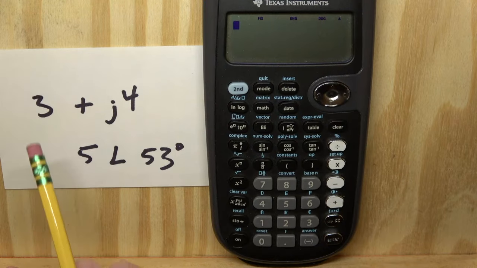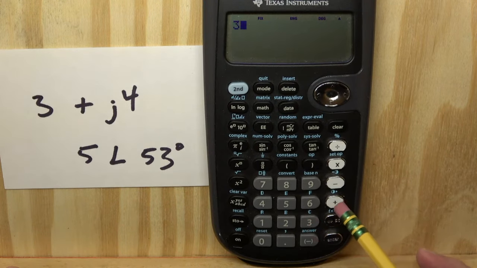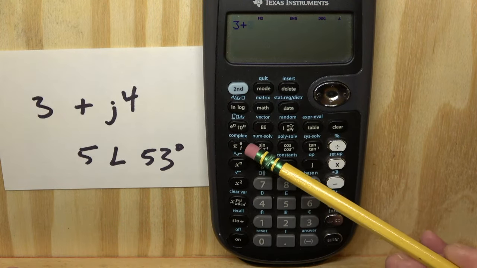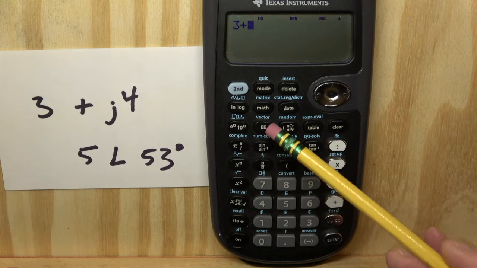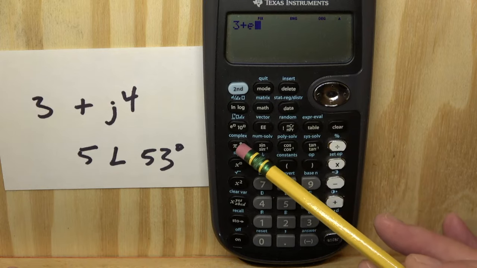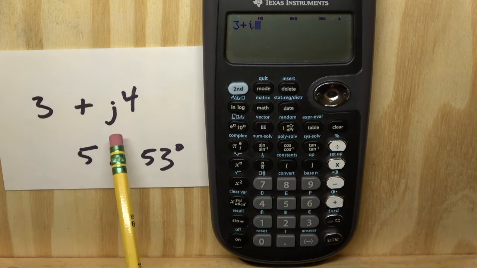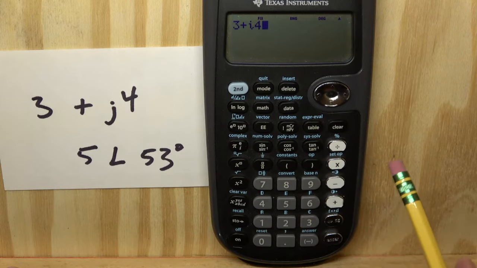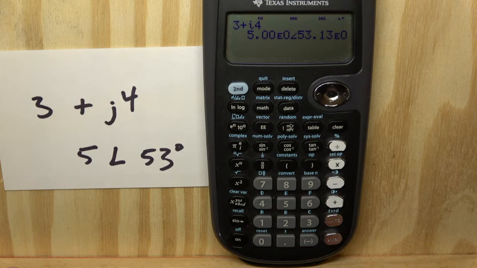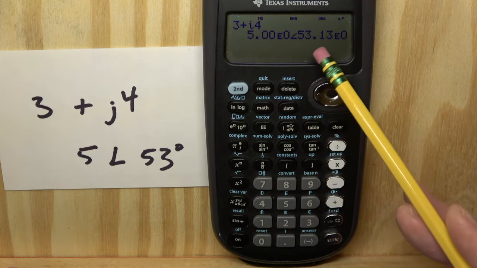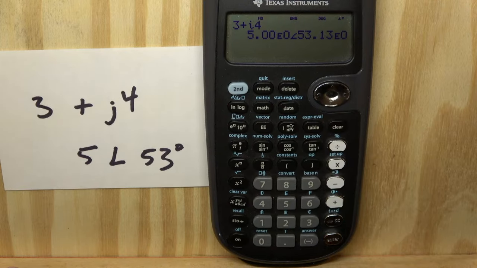The way that we do it, 3, then plus, and then the J4 on the calculator, it's going to be an I. Remember, we talked about the multi-tap key, pi key. Press it once, we get a pi. Twice, we get E. Third time, we get an I. So 3 plus I, 4 is what we want. And then if we press the Enter key, we wind up with 5 as the magnitude, and the phase angle as 53 degrees. So that was pretty easy. I hope you'll agree.